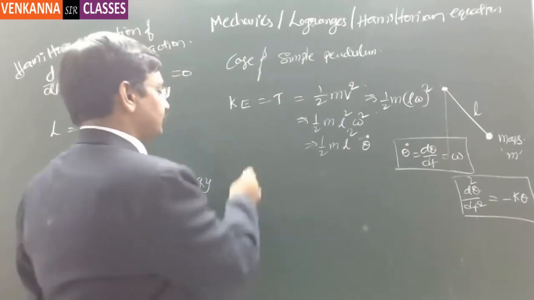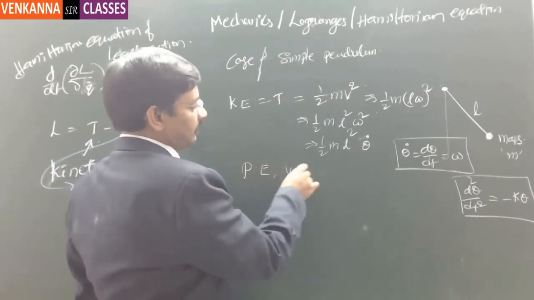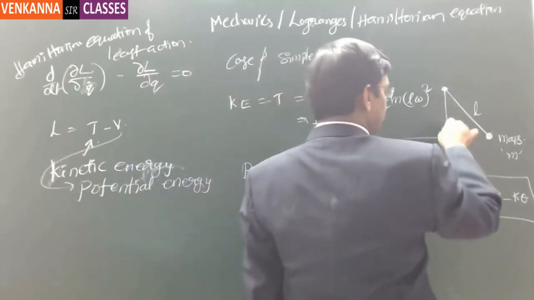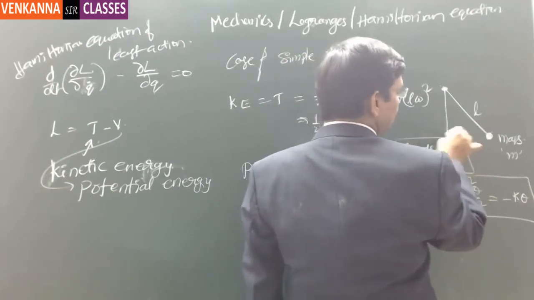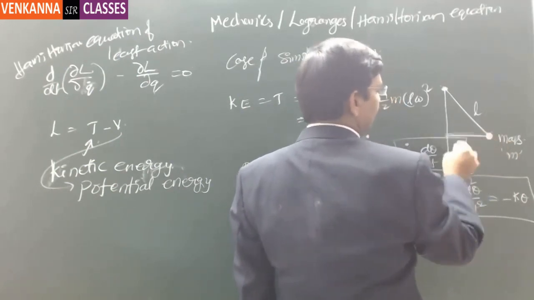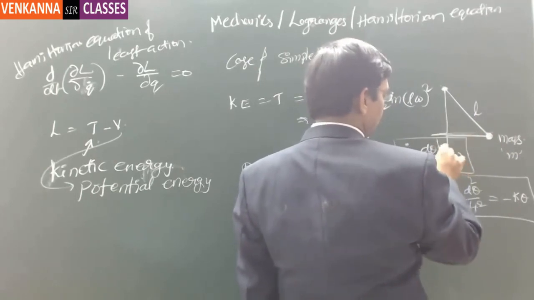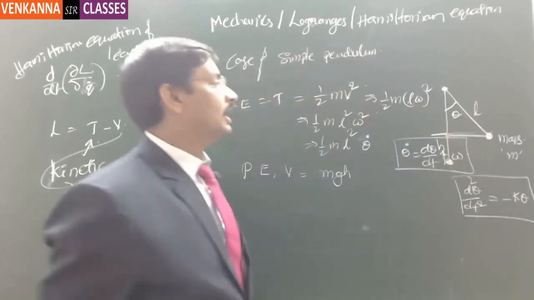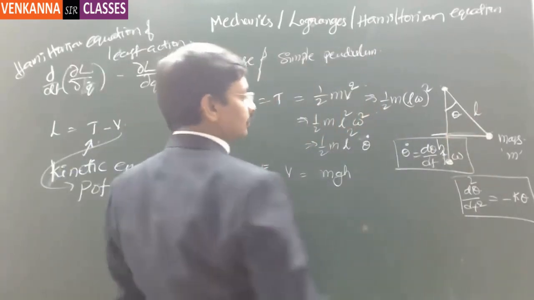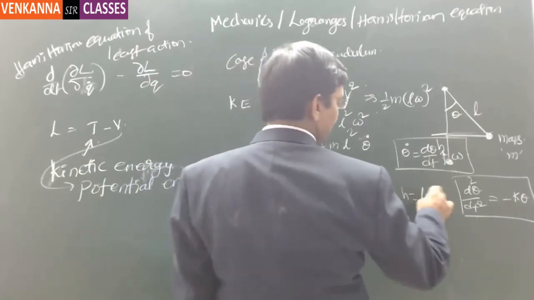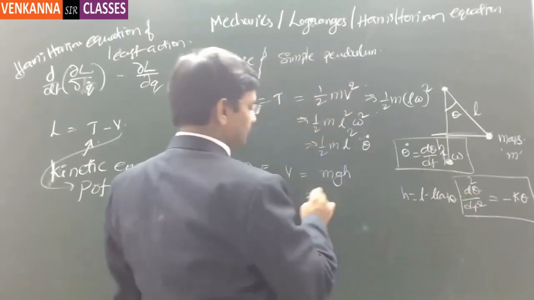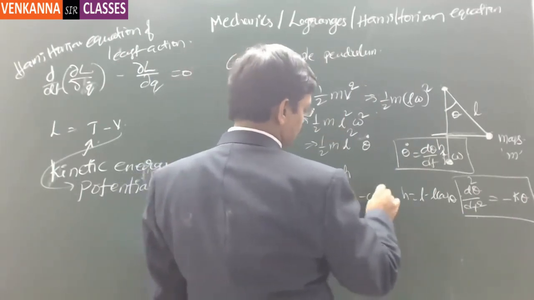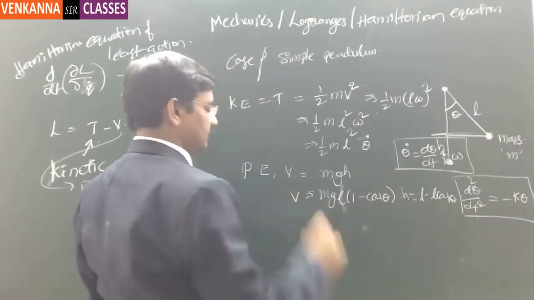Similarly, the potential energy V is given by mgh, where the standard position of this particular ball is this one. Now this is the height raised by the ball after the movement. This h value from here to here is, let us say if this angle is theta, then L minus L cos theta. So h is equal to L minus L cos theta. So V is mg times L into 1 minus cos theta. This is the potential energy V.